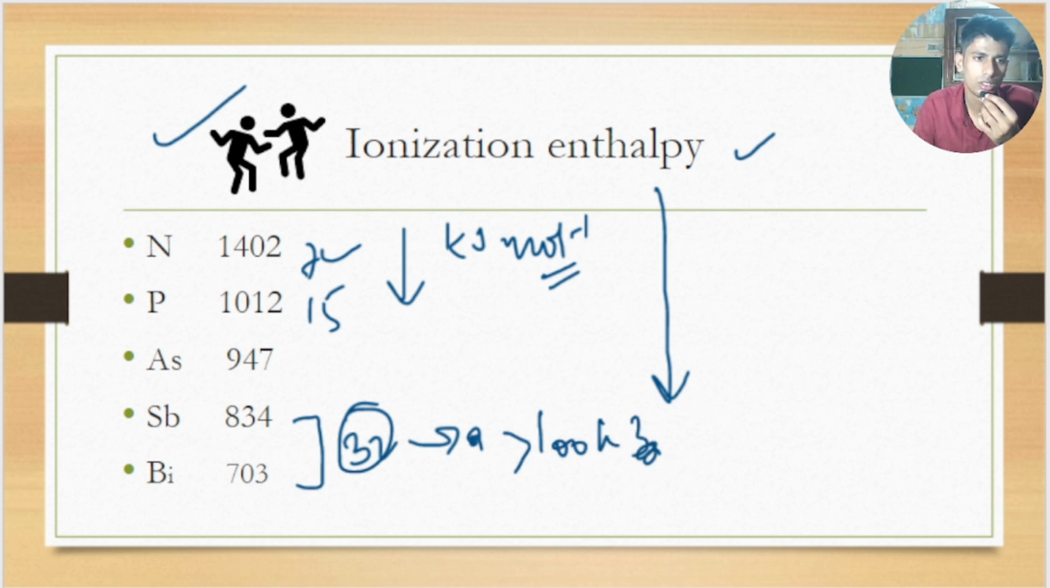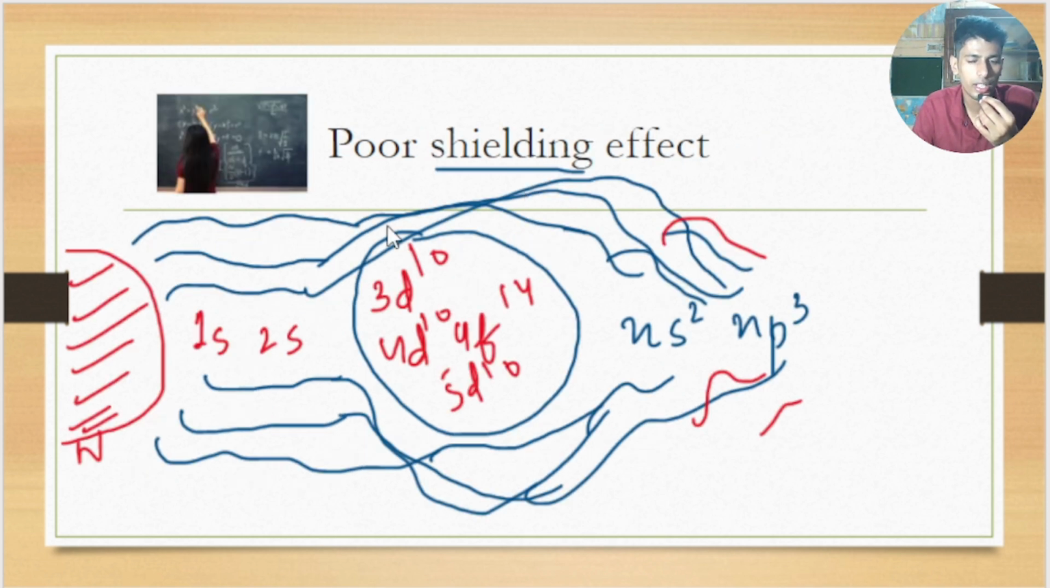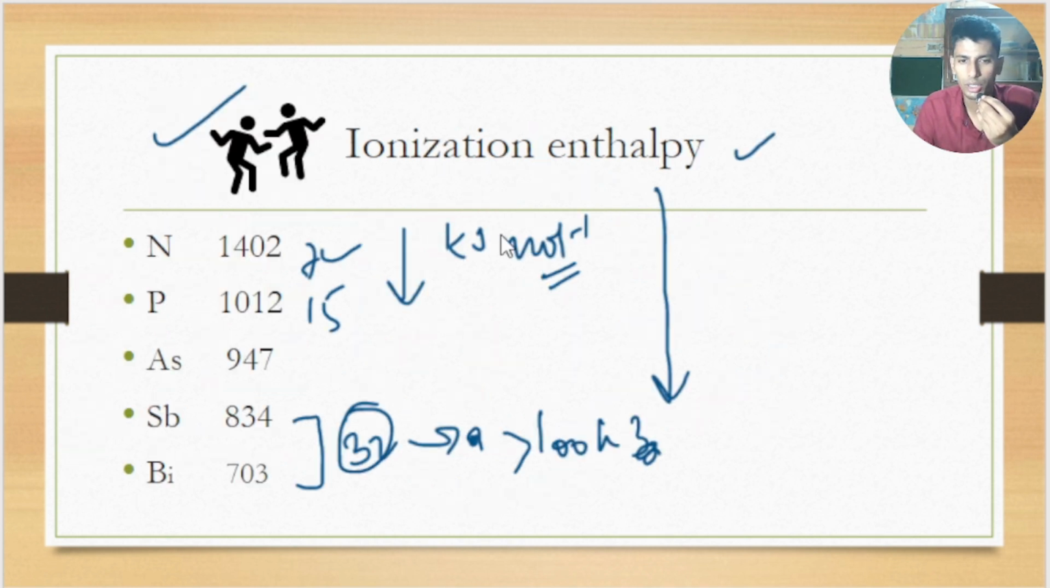Why is this happening? The reason is the poor shielding effect. Poor shielding effect plays a very major role in all the properties which group 15 elements show. Because of the poor shielding effect, the outermost electrons are closely bound with the nucleus. Hence, to remove these electrons, you have to provide more energy. That is why ionization enthalpy is not decreasing as expected, due to the poor shielding effect shown by the d and f orbital electrons. And this is generally shown by the lowermost elements like arsenic, antimony and bismuth.